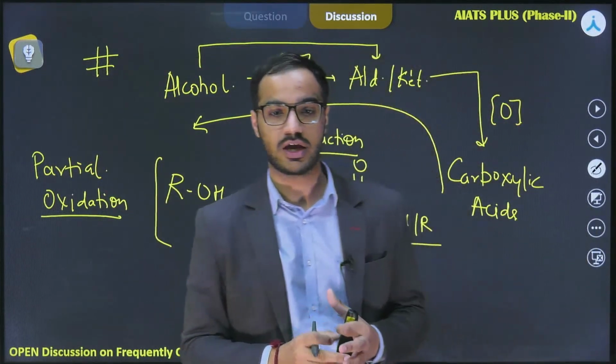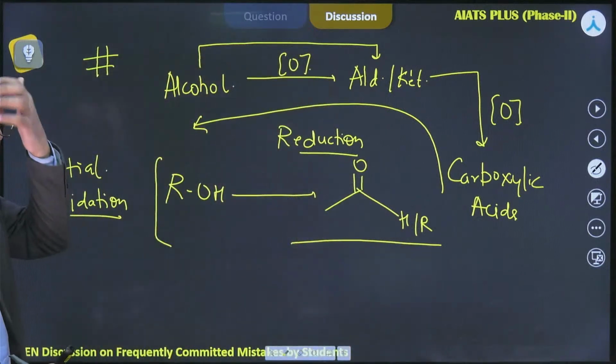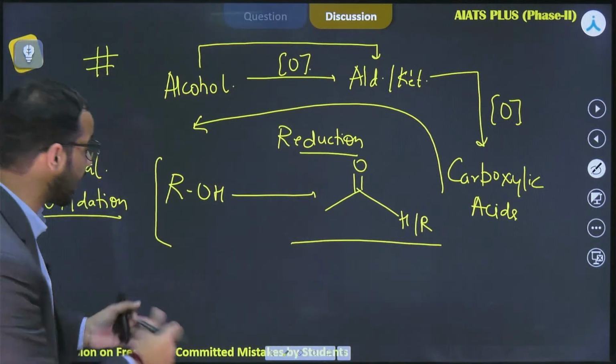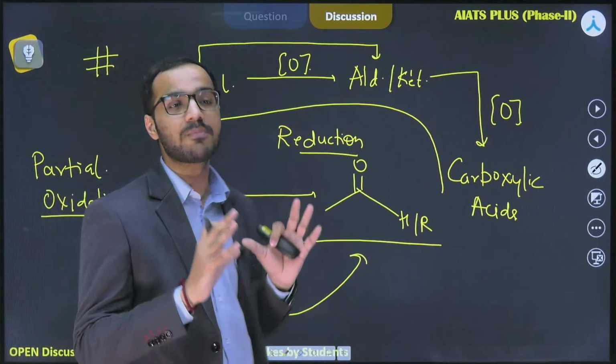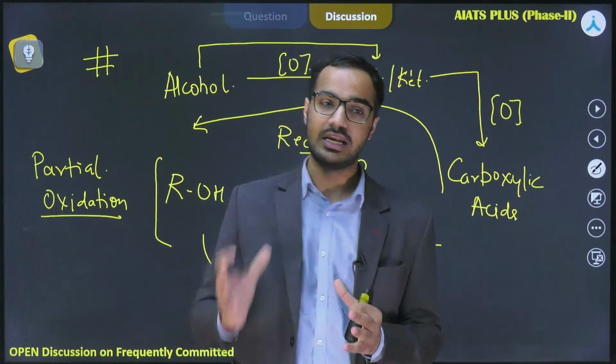I hope the whole scheme about the conversion of alcohol to aldehyde or ketones and then to carboxylic acid is clear to you all. So let us discuss something more in detail so that we can carry out the reaction selectively to the aldehyde or ketones. There are some reagents which can do it. Let us discuss the same.